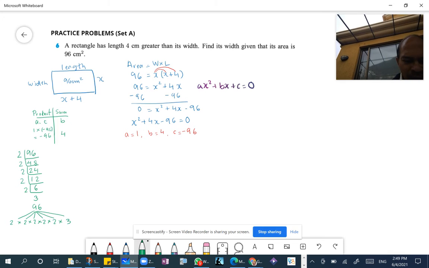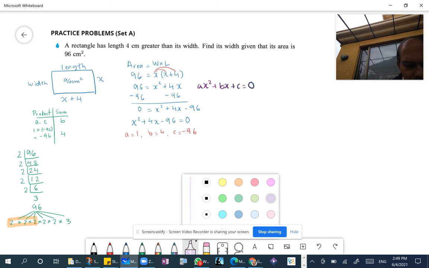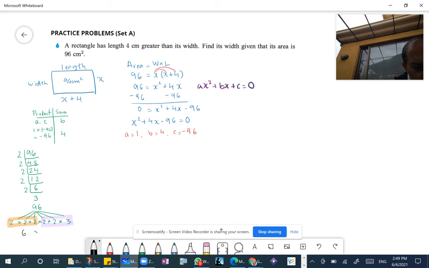Now it's possible to group these factors in different ways to give 96. For example, 96 can be taken as 2 times the remaining part, or 2 times 2 times the remaining part, and so on. So let's say we'll choose these three as one group, and for the other group, let's choose the other three. In the first group, it's 2 times 2 times 2, which is 8. The second group is 12.